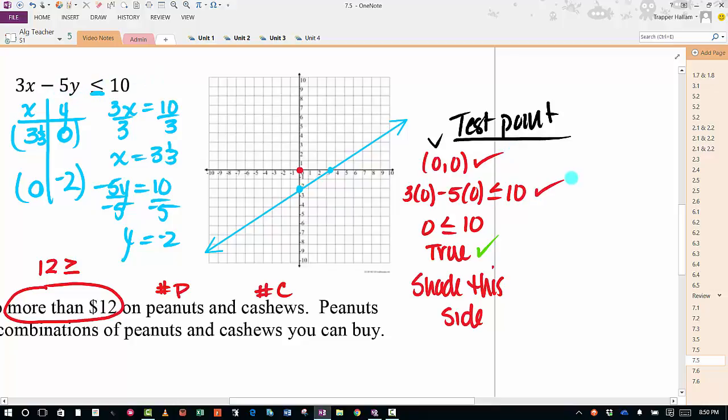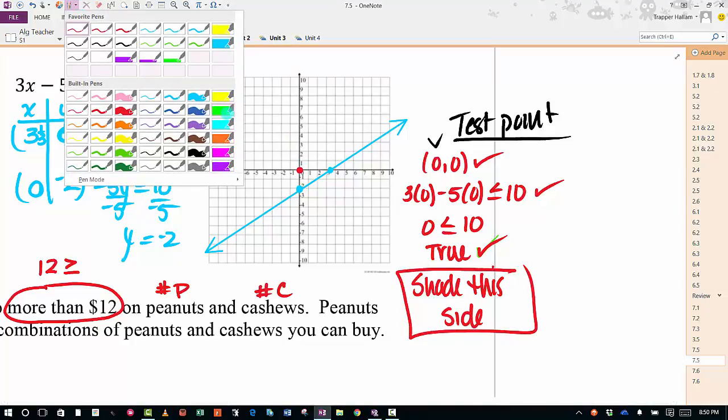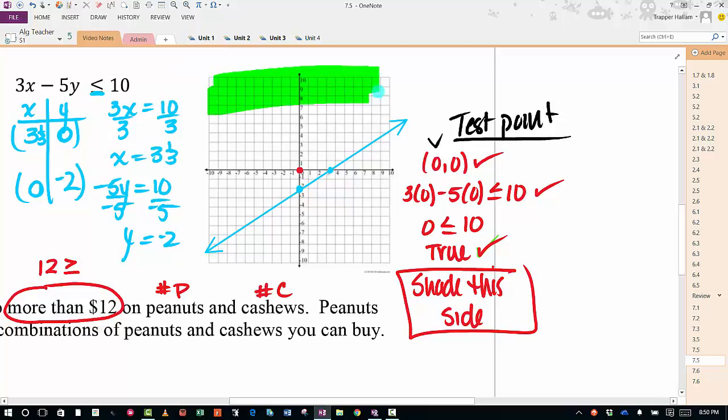Check. Plug 0 in there. Those both turn to 0. Is 0 less than or equal to 10? Yes, it's true. So we shade that side. So this side there, let me grab, I don't know, green. We shade the side that the point is true on. If it was false, we shade the other side. So does it matter if we don't pick the one that's true every time? No, you know which side to shade based off if it is true or false. So you don't have to pick another point.